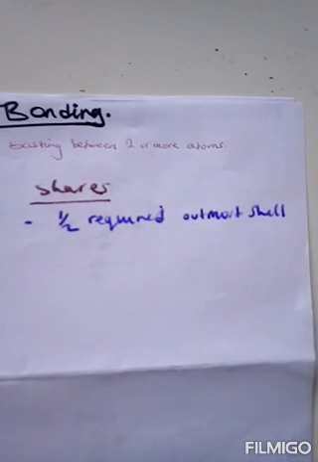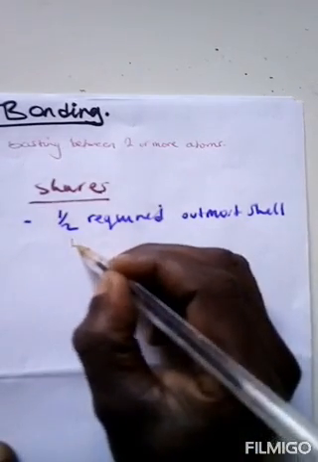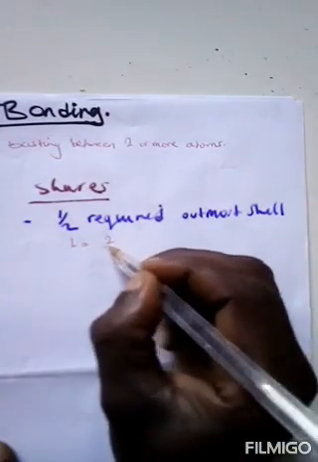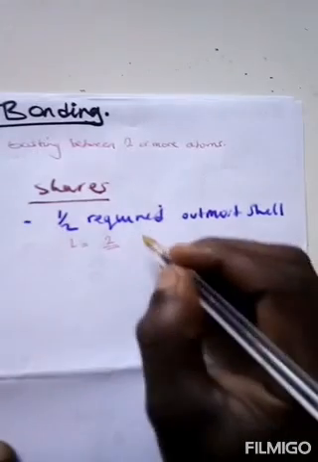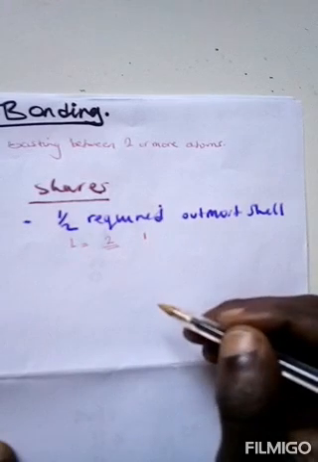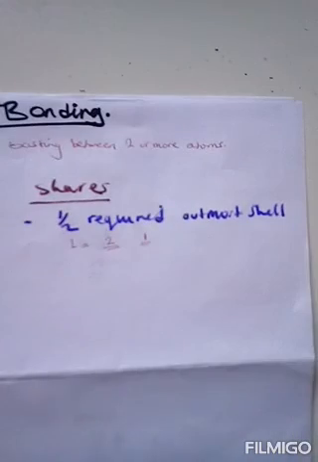So how many electrons do you have in the outermost shell? If you have half of the required electrons in the outermost shell, then you share. What am I trying to say? Let's say in shell L, the required number of electrons is 2. So if you only have shell L and you have 1, then 1 is half of 2, isn't it? So meaning you can just share with another element, because you have half of the total number of electrons required in that particular shell, which is the outermost shell.